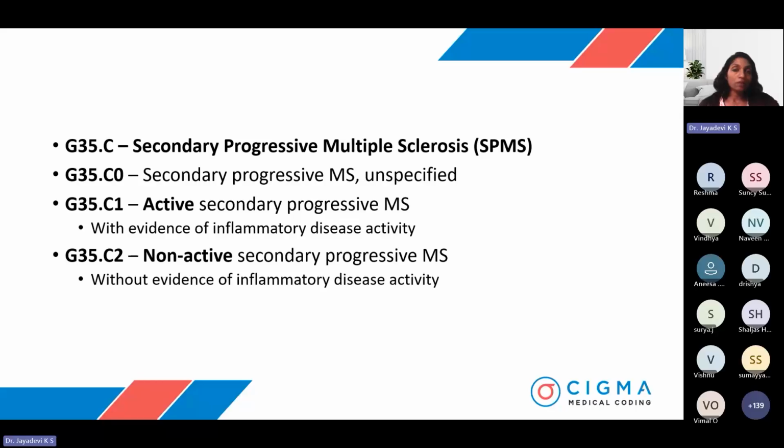Now, secondary progressive multiple sclerosis, SPMS, here also it is divided as unspecified, active, and non-active. The codes are G35.0, C1, and C2. This has given us more light into these codes, multiple sclerosis codes.